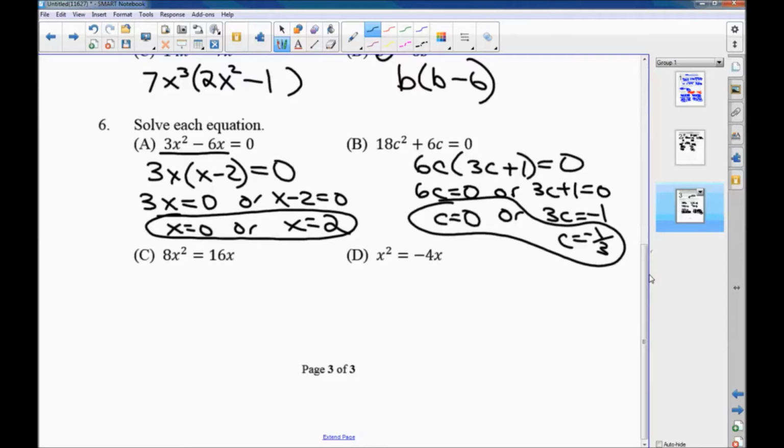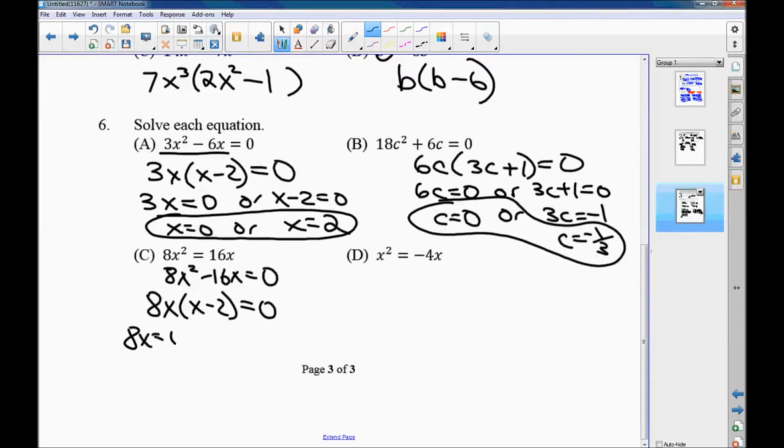Last two here, but notice on A and B, we already had 0 on one side of our equation. In order to make this work, we always have to do this. We've got to solve this equation for 0 first. So we're going to subtract 16x from both sides and write this equation equal to 0 so that I can factor and break my factors apart. So my GCF here is 8x. That leaves behind x minus 2.